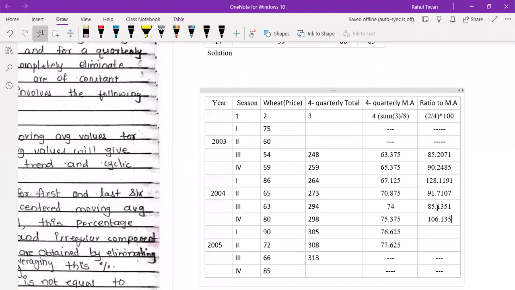So just check whether this is right or wrong. So this is your actual value.